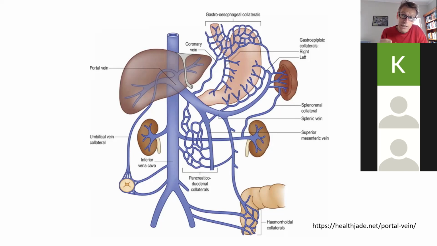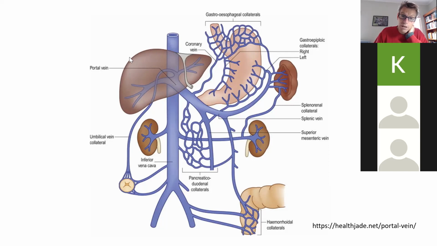And when the pressure in the portal vein increases further, then you can get bleeding from the veins that are within the gastrointestinal tract, in the stomach and the esophagus. So that's what happens in portal hypertension.